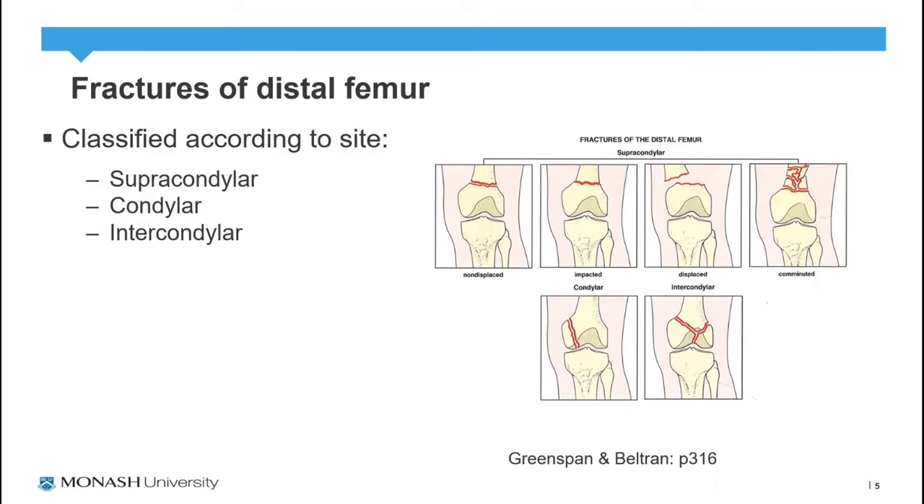Fractures of the distal femur are classified according to the site. So it can be supracondylar, as we see in the top image, and then it can be condylar, where it affects either the medial or the lateral condyle, or it could be intercondylar, as we can see on this image on the bottom right side.